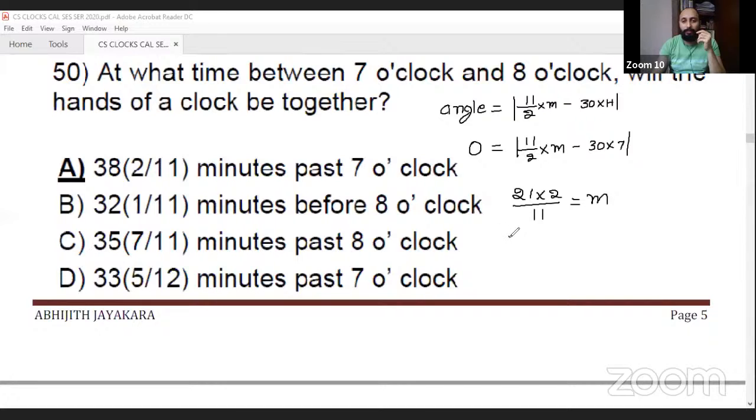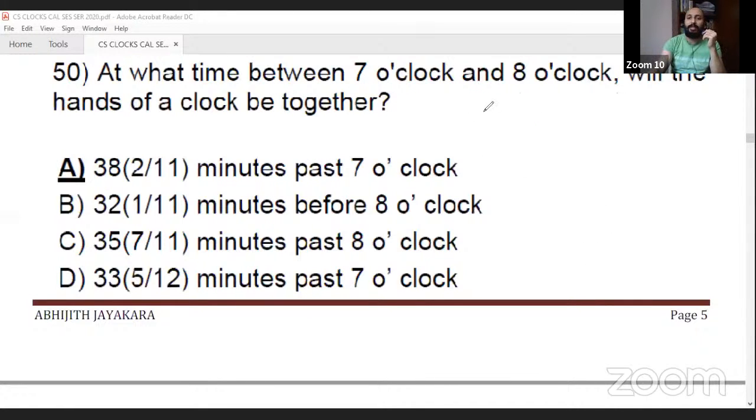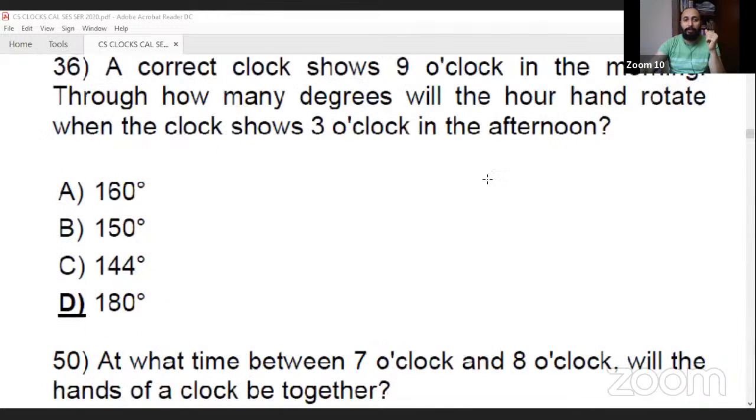42 by 11. 42 by 11, we can write it as 38 plus 2 by 11. We can do like this also. So it's all the same thing. We can do by that formula. So 7 o'clock past they are talking about. So we will get the same answer if we do by that method. Is this clear, everybody? Any doubt on this, people?